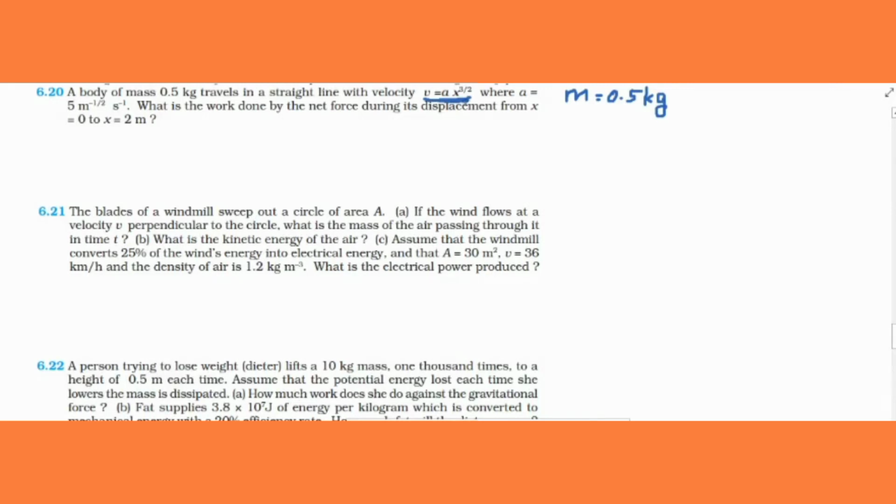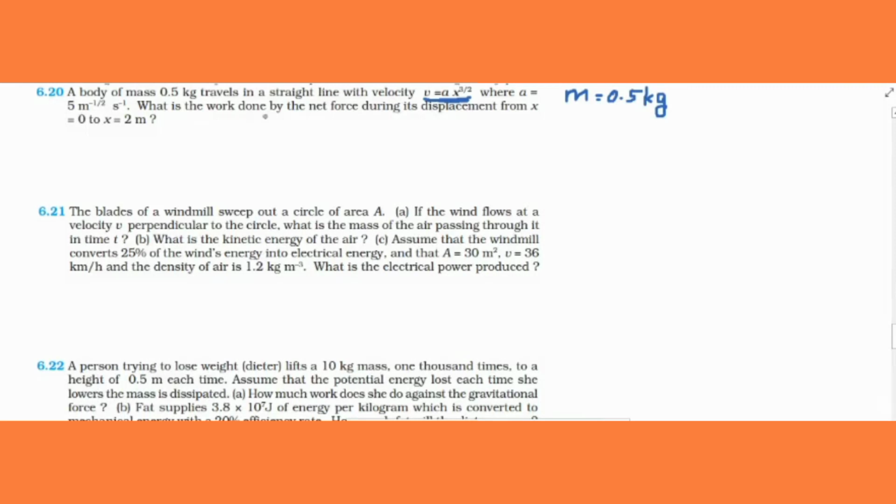And x raised to 3 by 2 means it says that velocity depends on position x. That's the meaning. Where a is equal to 5 meter raised to minus 1 by 2, second raised to minus 1. That's the value of a, and a is constant. Okay, not the acceleration. Please understand.